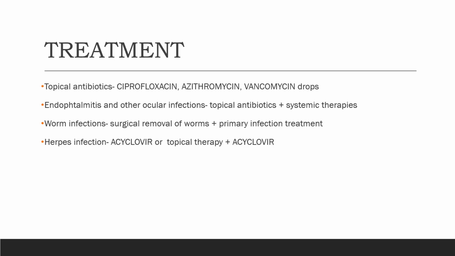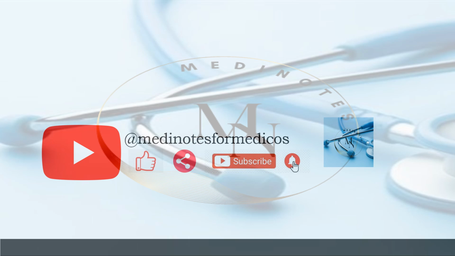Now the treatment is topical antibiotics, that is ciprofloxacin, azithromycin, and vancomycin drops. For endophthalmitis and other ocular infections, we can give topical antibiotics as well as systemic therapies based on the disease or infection it is. Then for worm infection, firstly we would give surgical removal of worms. Then we will go for primary infection treatment. Next is herpes infection. For that, we can either give only acyclovir or we can add topical therapy along with acyclovir.